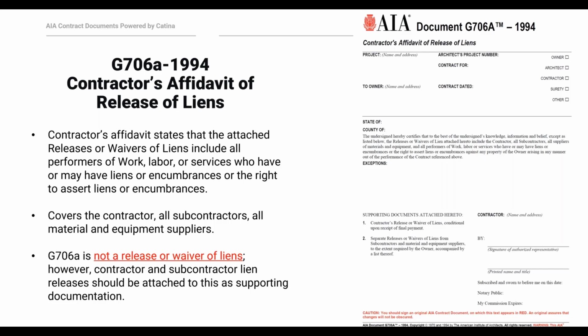So long story short, both G706 and G706A are important ways to wrap up documents to make sure that the contractor has paid all its debts on the project and turned over all lien releases.